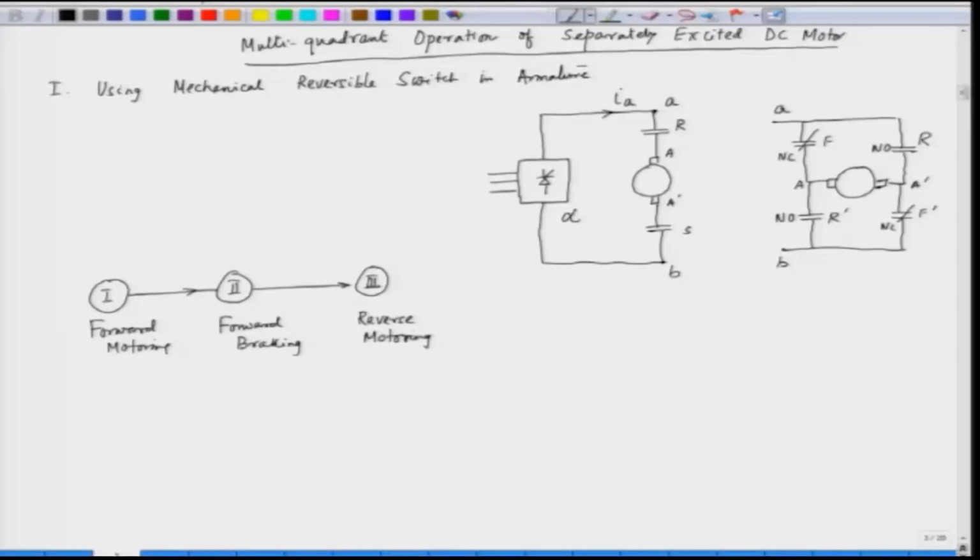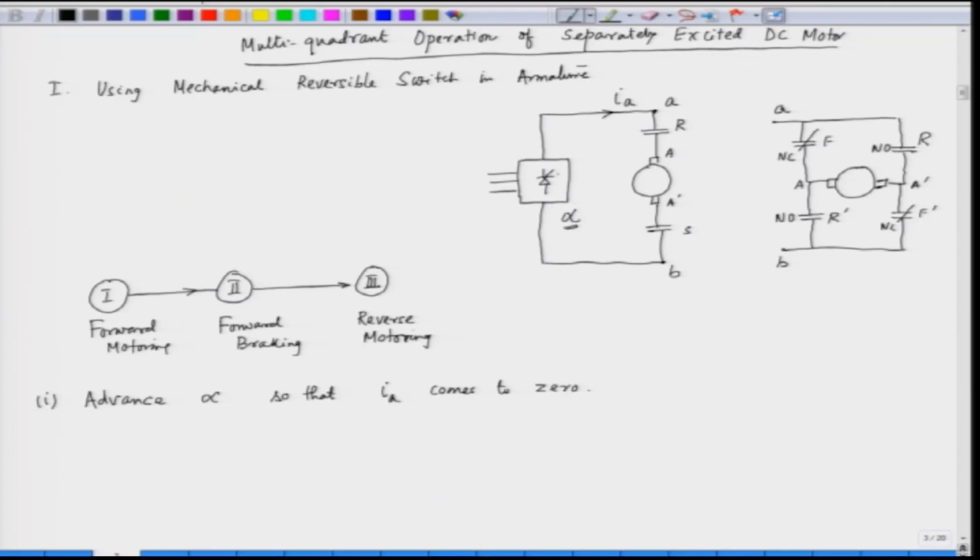We first increase the triggering angle alpha. This bridge was operating at a triggering angle alpha. So, what we do here is increase the triggering angle alpha, advance alpha, so that the armature current IA comes to 0. This is step 1.